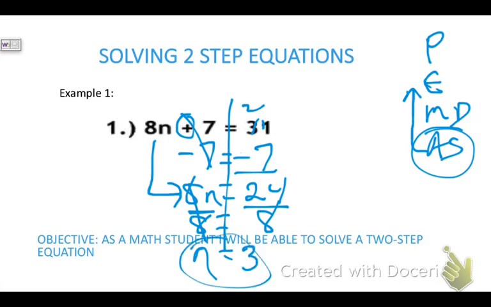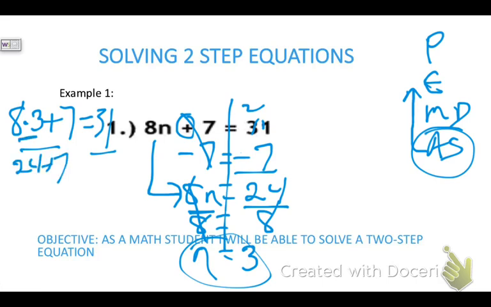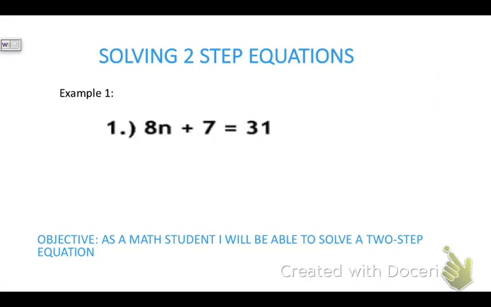Now, if we want to know if it's right or not, let's find out. So we have 8 times 3 added to 7 equals 31. Our objective: do both sides say 31? Well, we have to multiply first, so we have 24 plus 7, and yes, it is. Both sides say 31. Here we go, ladies and gentlemen. Here we are, next part.